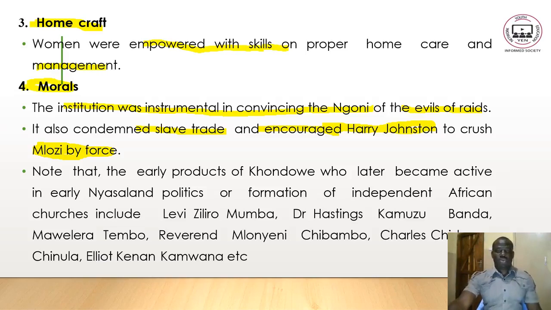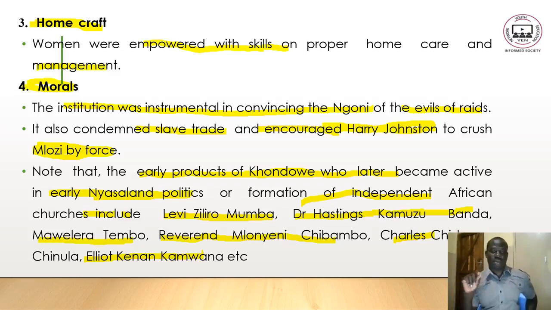It has also to be noted that the early products of Kondowe, that is Livingstonia, later became active in early Nyasaland politics, or in the formation of independent African churches. There were a number of them, for example Levi Zililo Mumba. There was also Dr. Hastings Kamuzu Banda, we know, the first president of Malawi. Also Mawelera Tembo, Reverend Mlonyeni Nyirenda, Charles Chinula, and Elliot Kenan Kamwana. All those people were so prominent in the early politics of Malawi.